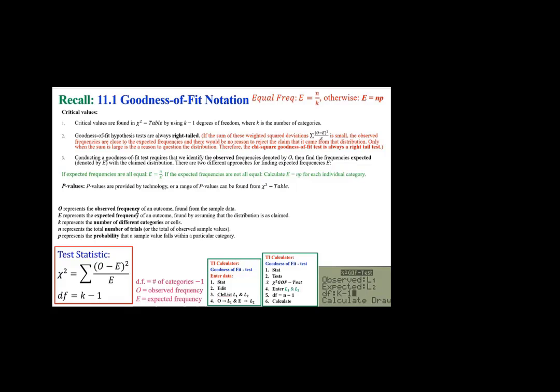And I'm explaining here as to why it's a right tail test. If the sum of this weighted squared deviation is small, the observed frequencies are close to the expected frequencies, and there would be no reason to reject the claim that it came from the distribution. Only when the sum is large is there a reason to question the distribution. Therefore, the chi-square goodness of fit test is always a right tail test.